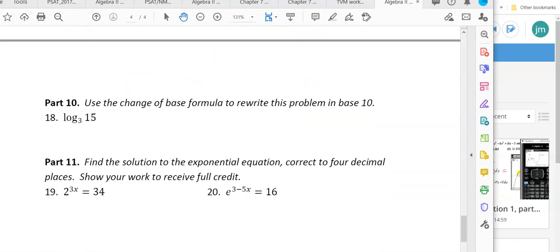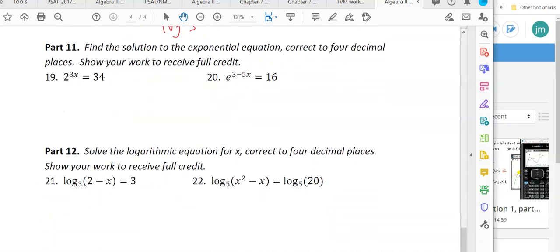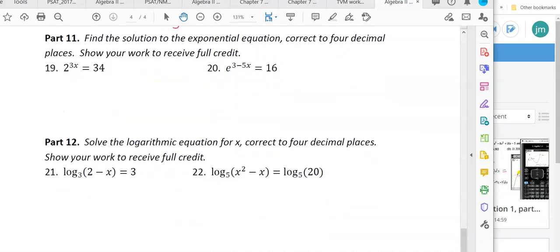Pretty happy with that. Change of base, just rewrite it. So this is equal to log of 15, if I change it to base 10, over log of 3. So we might have to use your calculator for this one.